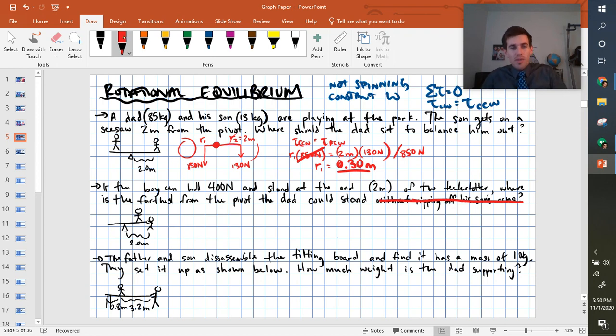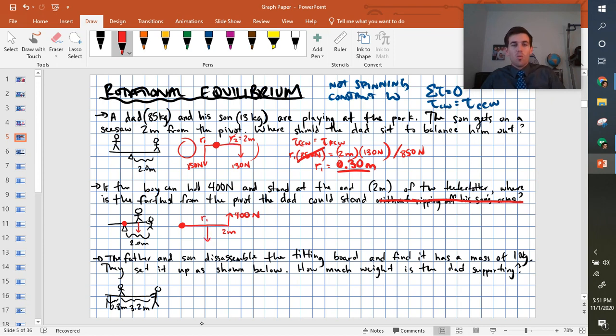So let's set up this problem again. I'm going to identify my pivot point. It's this pivot point right here. And we already know that the son is way out here, 2 meters away. That's our lever arm for the son. And he's going to exert a force upwards of 400 newtons. Then the dad's exerting a force downwards at some unknown lever arm.